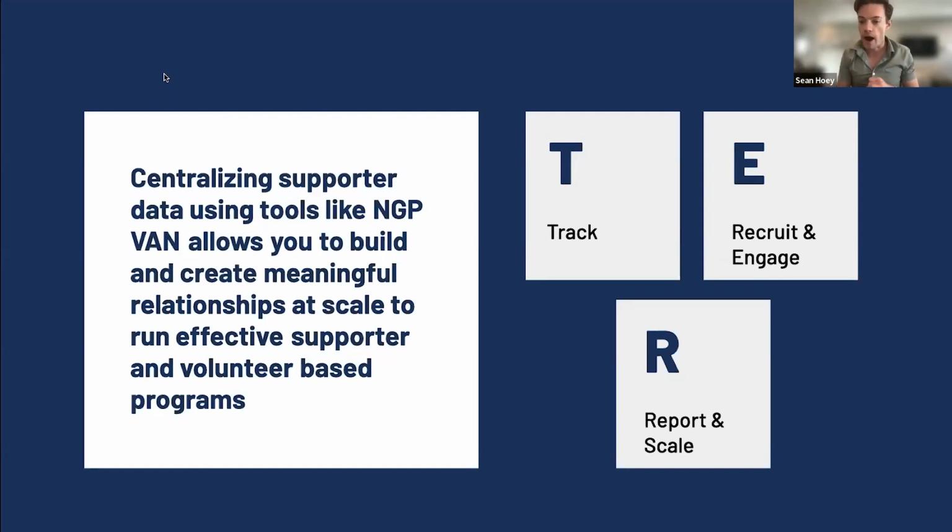You need to start by tracking those relationships and tracking those data points. Using those data points, you need to recruit and engage people. And then to grow that, you need to report on it and scale over time. So those are our three tenets. And then I will pass it over to Alex to take it from here.